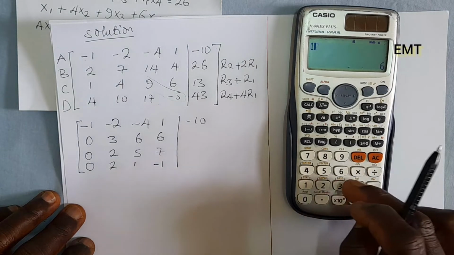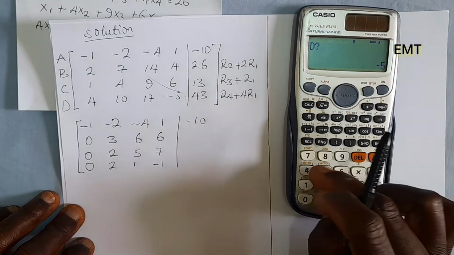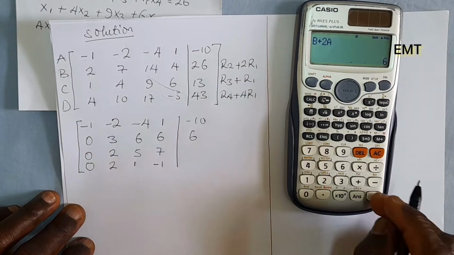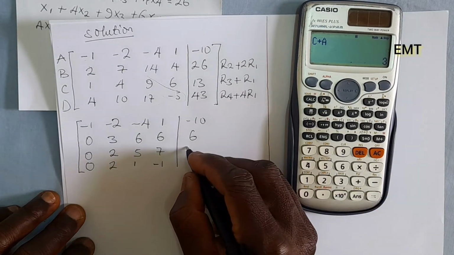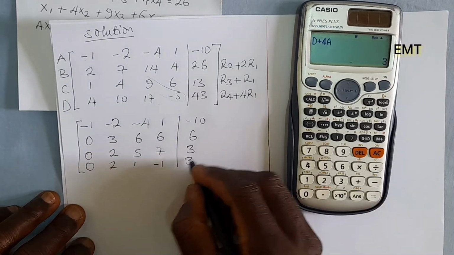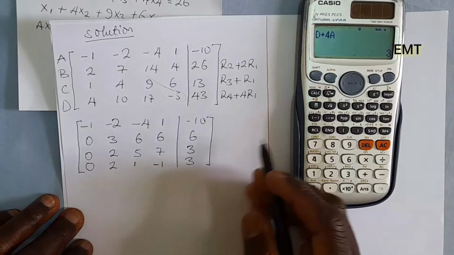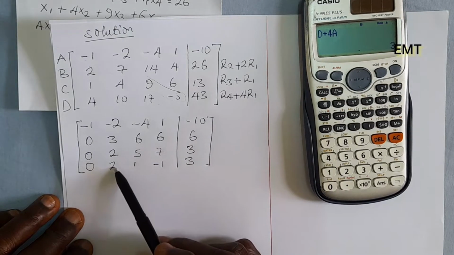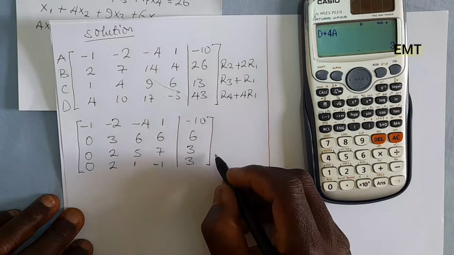C is 13, and D is 43. So 6 for B, 3 for C, and 3 also for D. We proceed with the operations because we want also to get zeros here.